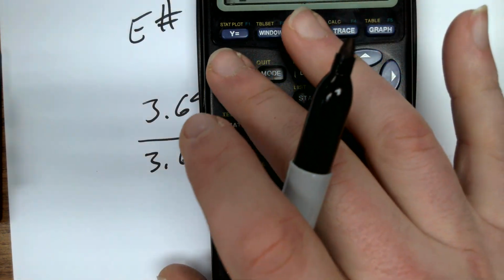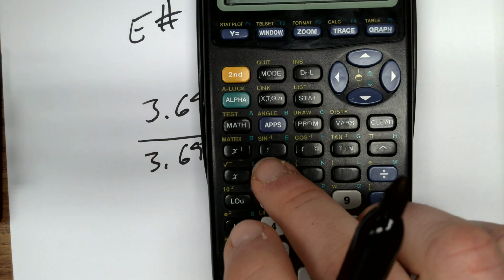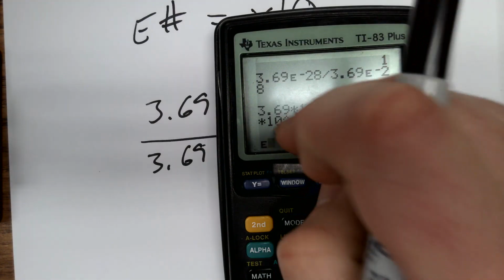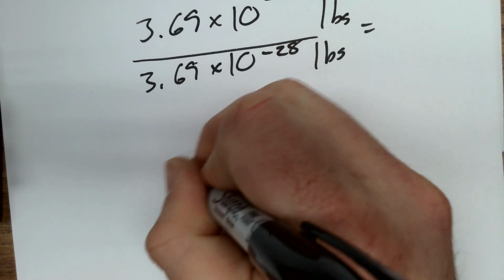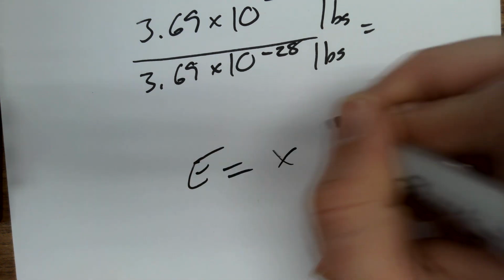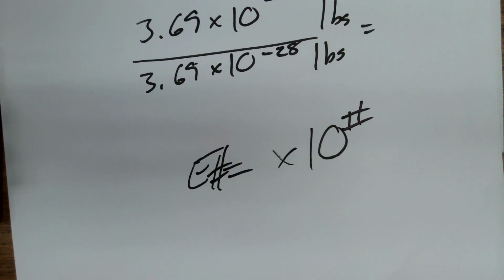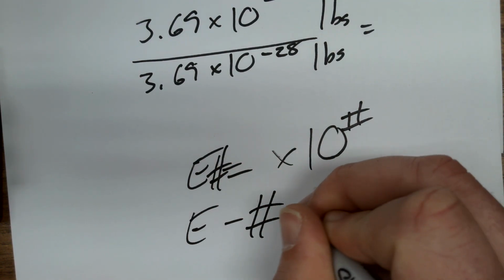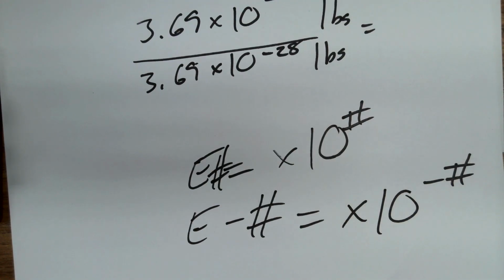Remember, we hit the second, the yellow button first, then the button above the 7, which looks like a comma, E, and it always comes up with the times 10 function. Like I said, E represents times 10. If it's E negative number, then that equals times 10 to the negative number. Okay?